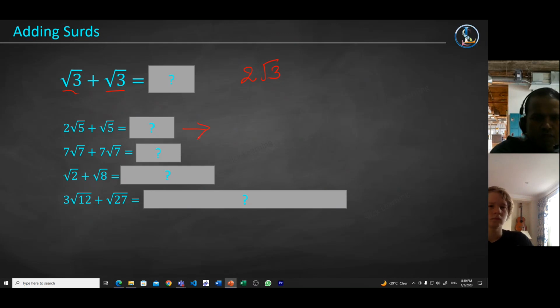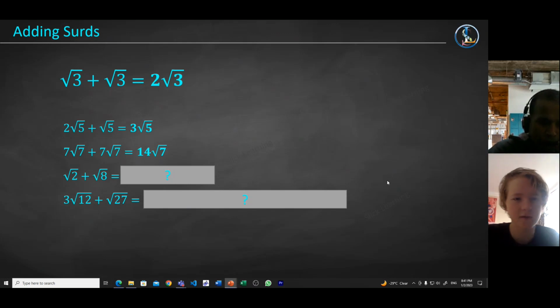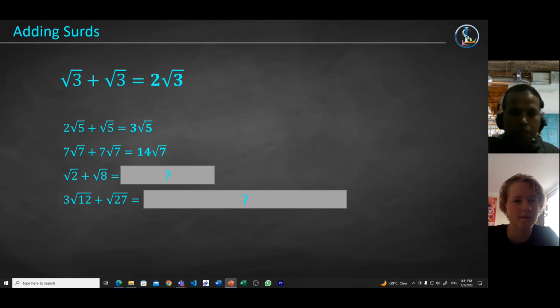How about this one? Wouldn't that be 3 square root 5? Yeah, that's right, 3 square root 5. And then the next one would be 14 square root 7. Yeah, that's perfect. And then they're two different numbers. Yeah, two different numbers.